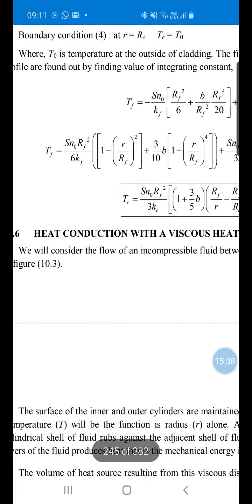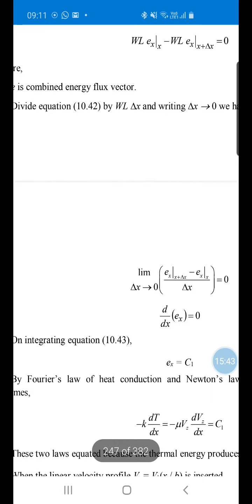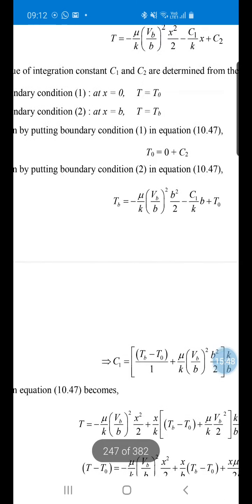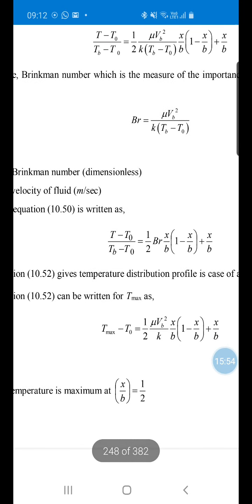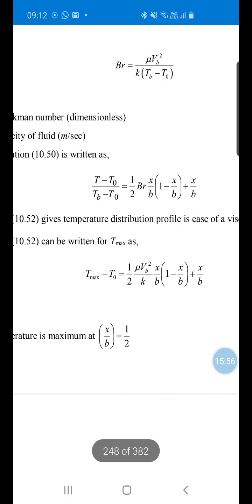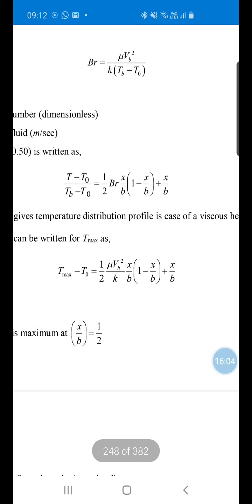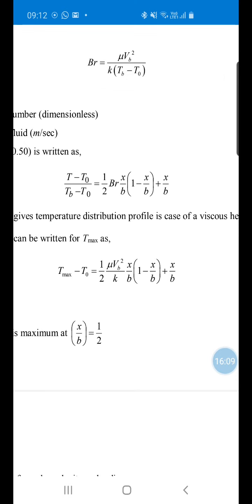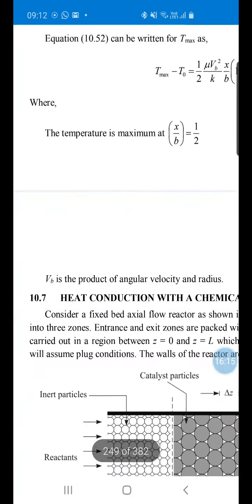Next is heat conduction with a viscous heat source. Okay, you can derive this equation and you can find out the value for temperature difference again, and you can find this T minus T naught by Tb minus T naught. Generally the problems are asked based upon this maximum temperature to the T naught temperature. So you are supposed to know this equation: T minus T naught is equal to 1 half mu V B square by K, x by B bracket 1 minus x by B plus x by B. So you can solve this derivation.